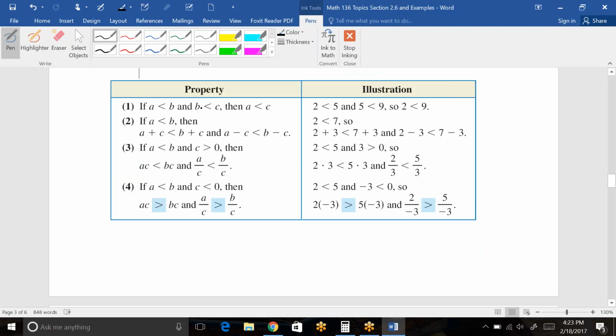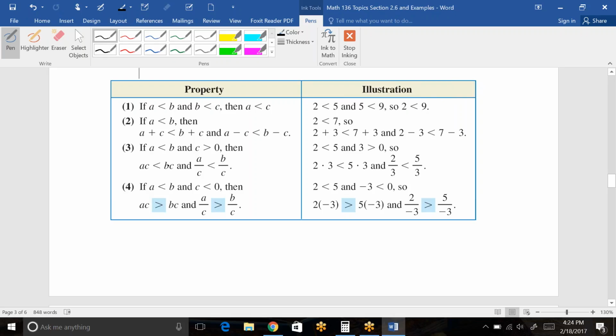So if you have an inequality, you can add something to both sides. That's one of our properties. That's actually property 2. Property 1 is the transitive property. It says if A is less than B and B is less than C, then A, the original, has to be less than C. So that's just transitive. So 2 is less than 5, 5 is less than 9. Obviously, then 2 has to be less than 9. But you can add to both sides or subtract to both sides without any issues.